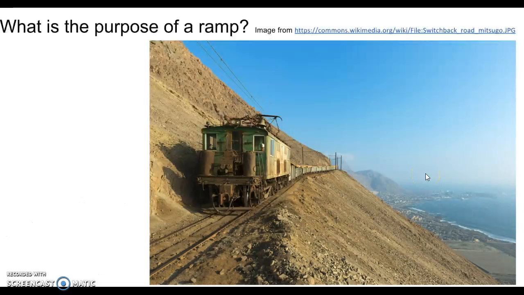But let's just back up a little bit. What is the purpose of this ramp? Why don't they just build the train tracks going right up the side of the mountain? Well, the trouble is, it would require too much force. The friction in between the wheels and the track wouldn't be enough to lift it up the side of the mountain. So they dilute the steepness.